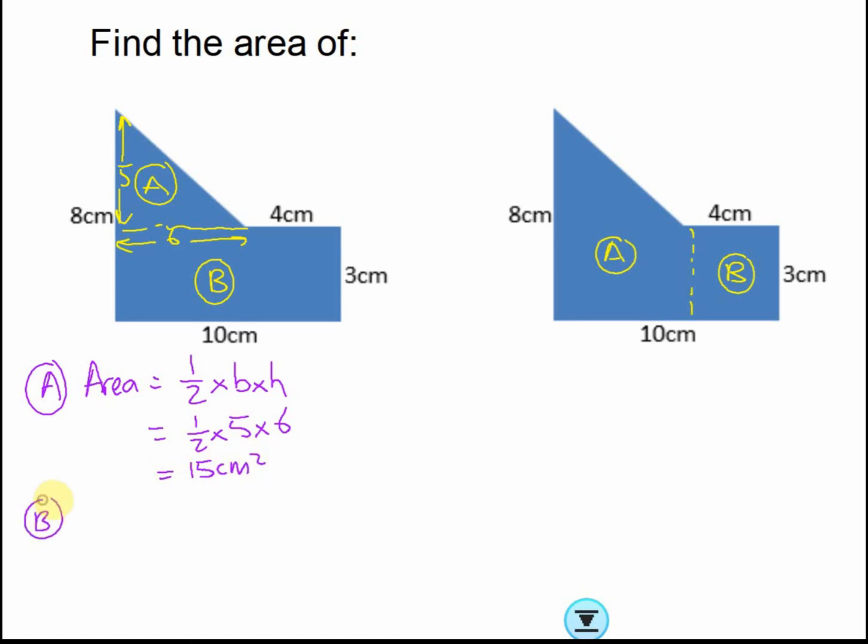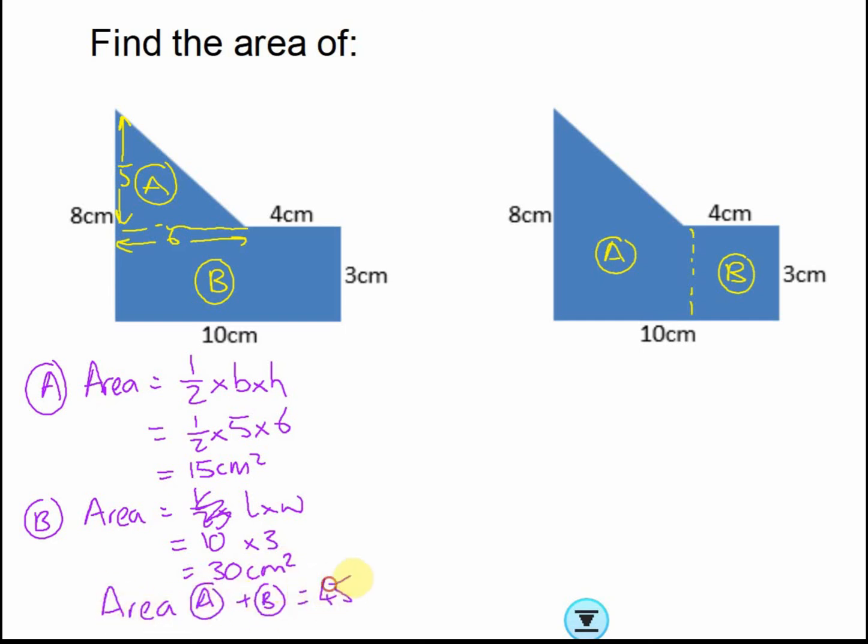Now section B, area is half times, oh no it's not, it's a rectangle, length times width, it's just 10 times 3, and that is 30. So the total area of A plus B, you can see, is 45 centimeters squared. I am going to do it again for this one because I just want to talk about the trapezium.